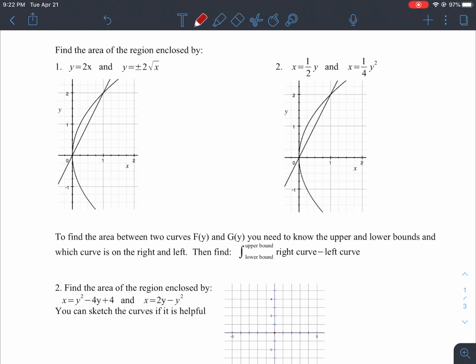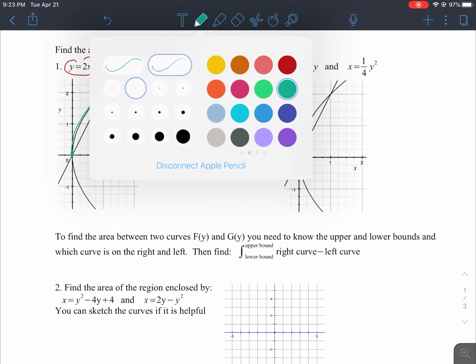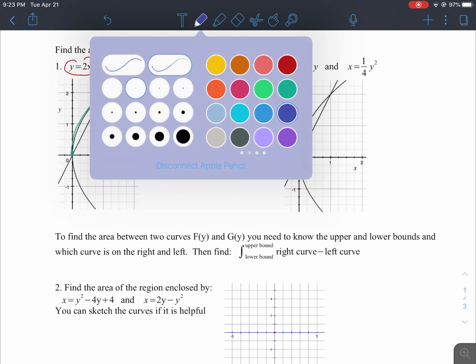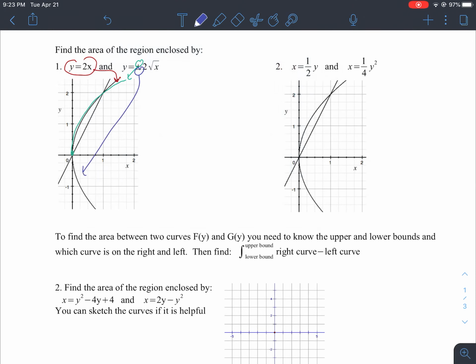Now, this one, y equals 2x. That's just regular y equals 2x. That's this line. And y equals plus or minus 2 square root of x. Maybe I'll draw this out. The plus is the top half, and the minus is the bottom half. So we've got a sideways parabola, but this time it's written in function form: y equals plus or minus 2 square root of x.